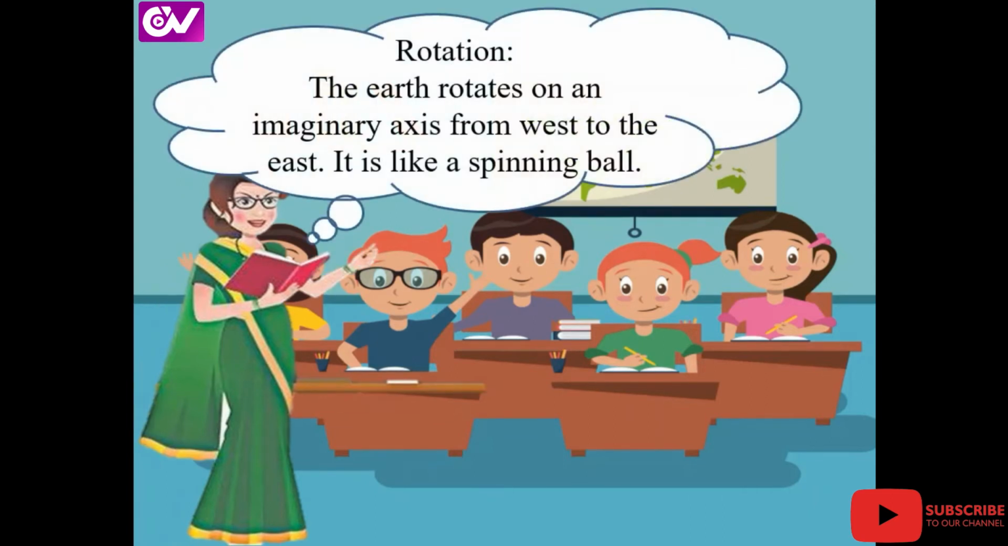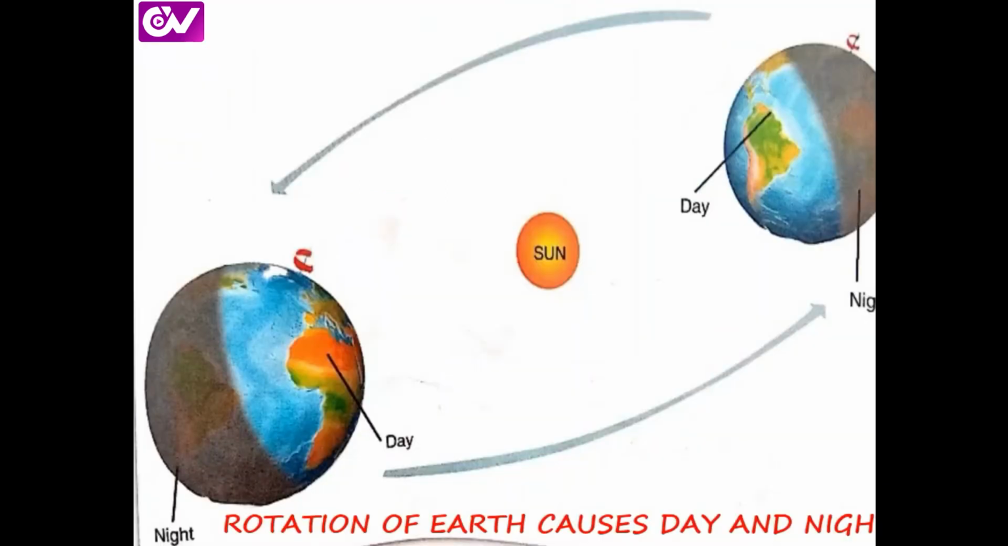First, let us see about rotation. The earth rotates on an imaginary axis from west to east. It is spinning like a ball. Imaginary axis means they imagine a line passing through the center of the earth. So that line passes from west to east and it spins. Earth spins like a ball. See, children, you can see the picture. This rotation of the earth causes day and night.